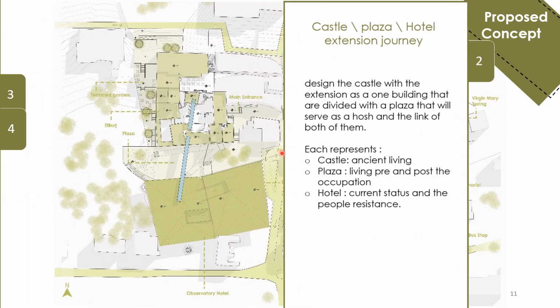Then the second part, which is the connection between the castle and the hotel, is designed as one unit divided by a public space in between, taking from the Hosh aspect, and each will represent the living aspect. The castle will be the ancient living, the plaza will be pre and post occupation living, and the hotel will be the current situation and people's resistance.